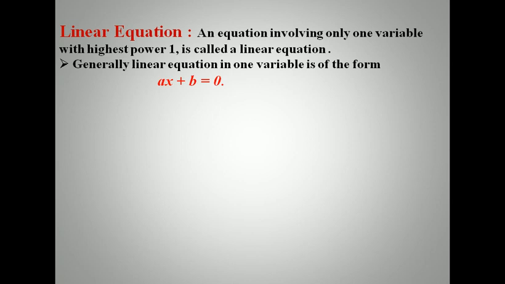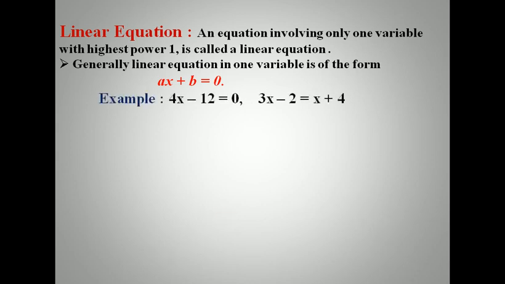Generally, a linear equation in one variable is of the form ax plus b is equal to 0. Here x is the variable, and a and b are constant terms. They are equated to 0, hence it is a linear equation. Since it has only one variable and only one value for x, it is called a linear equation.